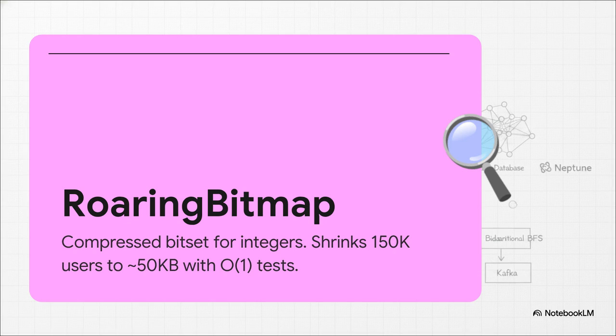It's wild. And the best part? They still allow for instant O(1) membership tests. This one piece of engineering right here is a real game changer. It's what makes storing millions of connections tractable at this kind of scale.